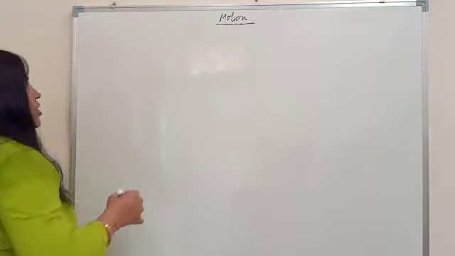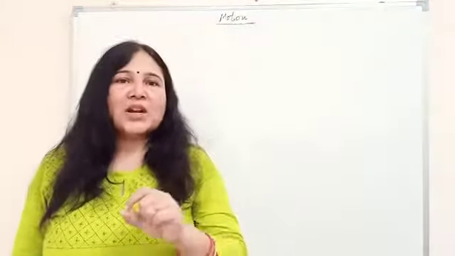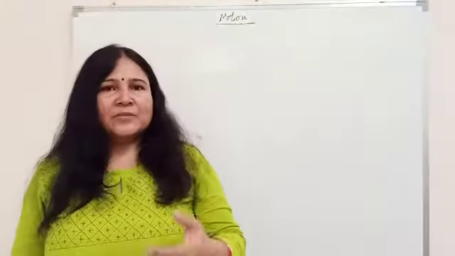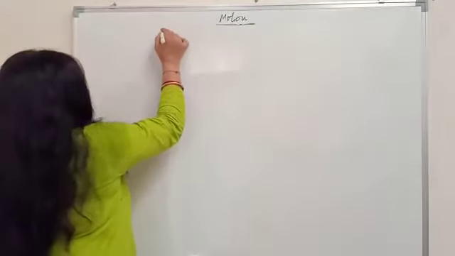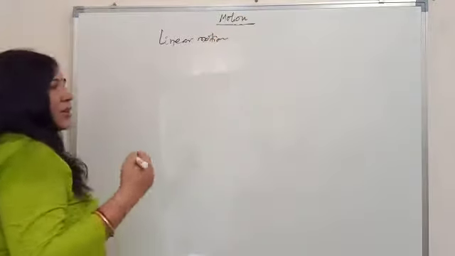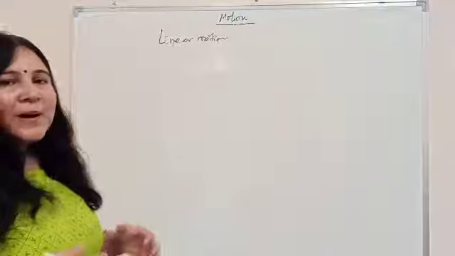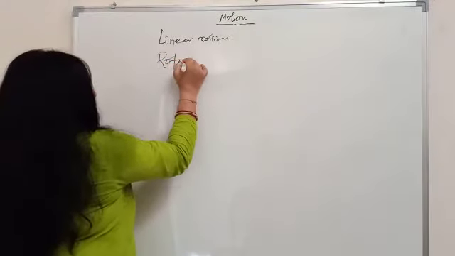Now, motion. As we understood, if a body changes its position with respect to its surroundings with time, we say it is in motion. Motion can be of different types. If a body is moving in a straight line, that is called linear motion. If a body is rotating, that is called rotatory motion. If a body is moving in a circular path, this is called circular motion. There are many kinds of motion.